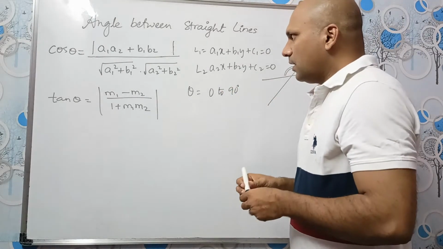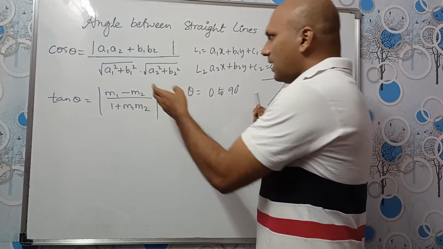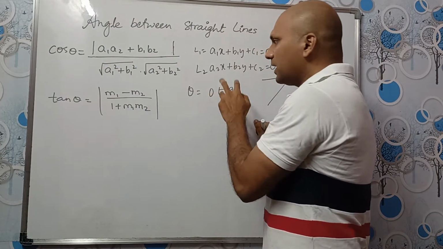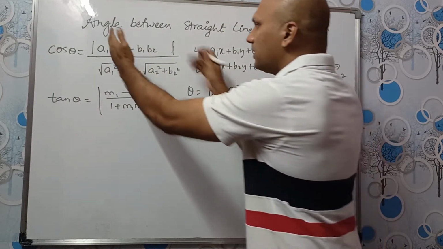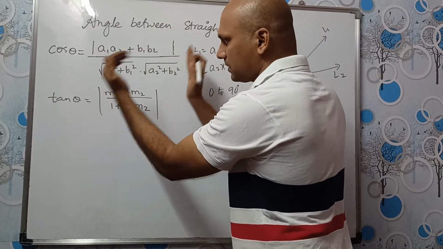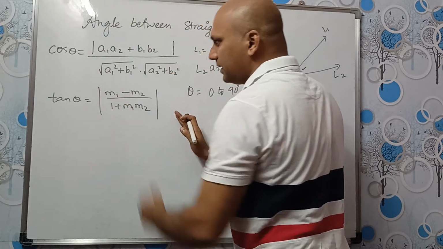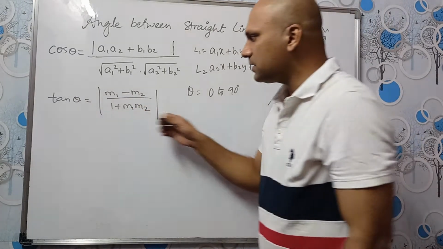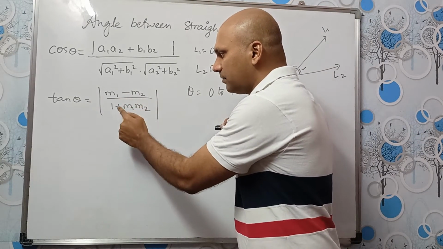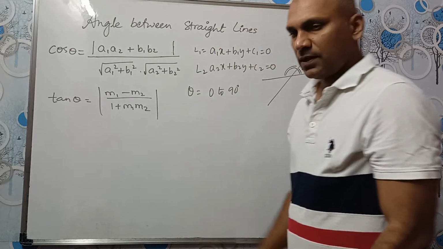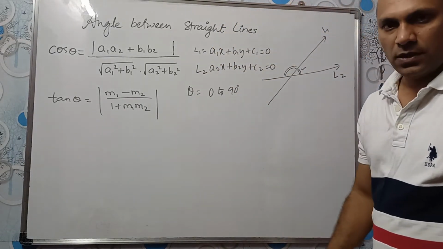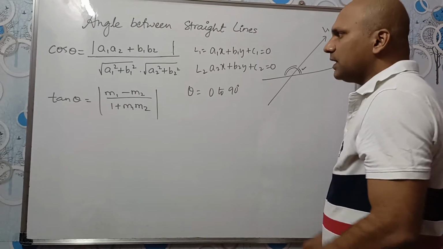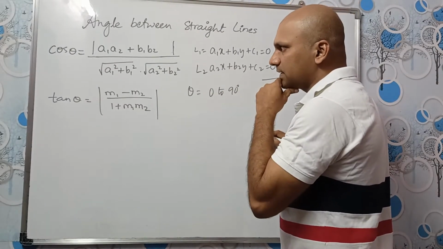So cos theta value from 0 to 90 will be positive, isn't it? So that's why we write this as modulus. And tan theta value is also modulus. Tan theta formula is m1 minus m2 divided by 1 plus m1 m2. We will derive these two formulas. Now, why do we have two formulas?